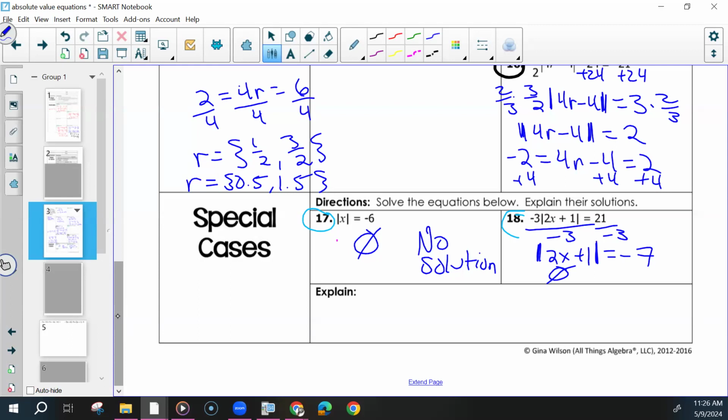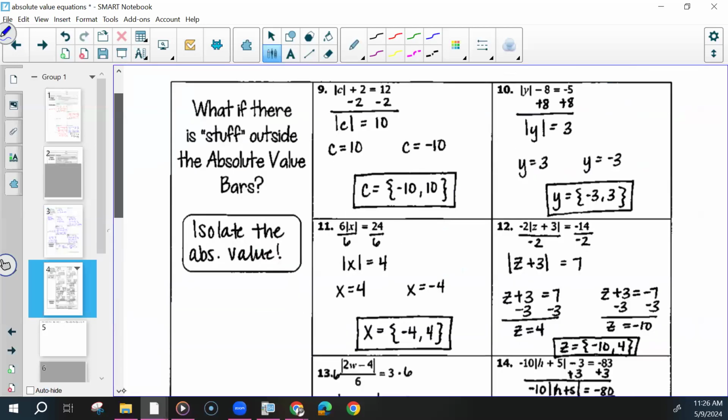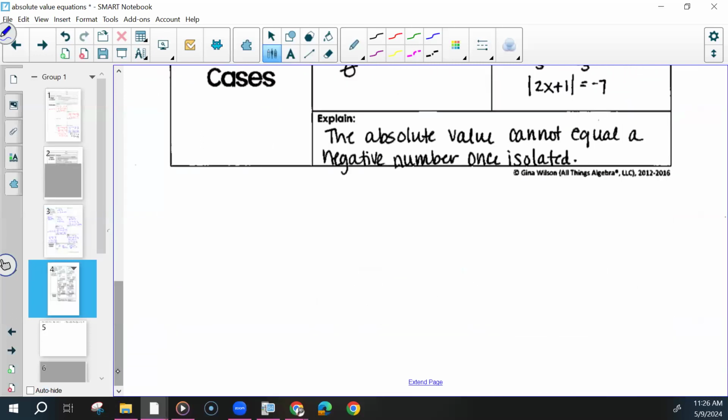So don't assume something is no solution until you've isolated it all the way down to where there's nothing outside of the absolute value bar, and it equals whatever that number is. Because your work may change that. Basically, absolute value cannot equal a negative number once isolated. Because it measures distance, it can't equal a negative. That's why we drop the bars and set it equal to a positive and a negative.